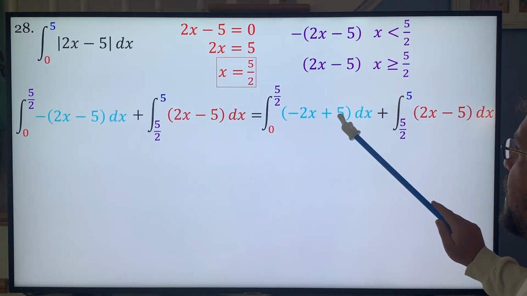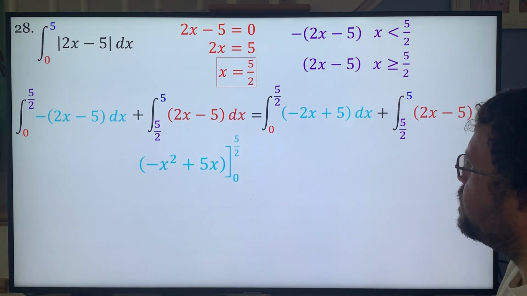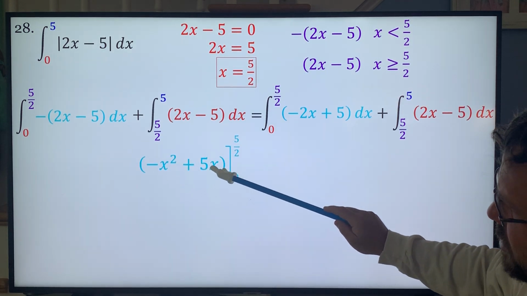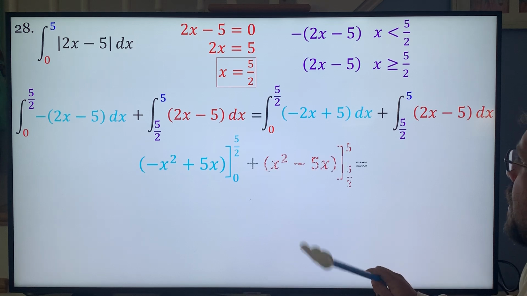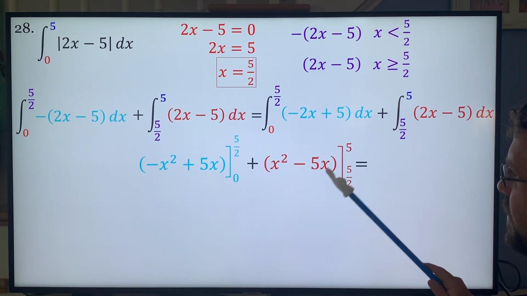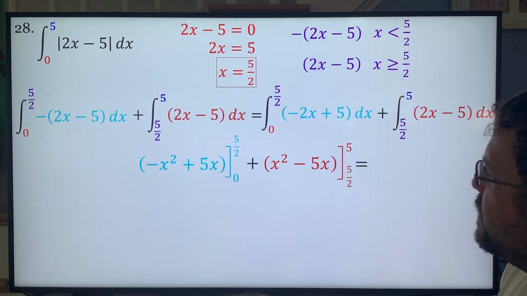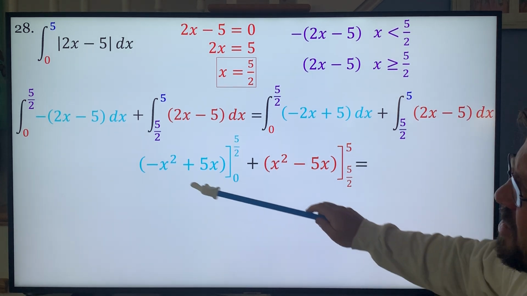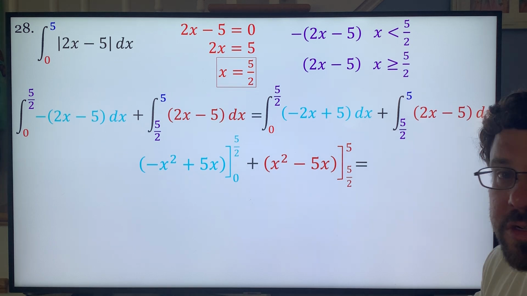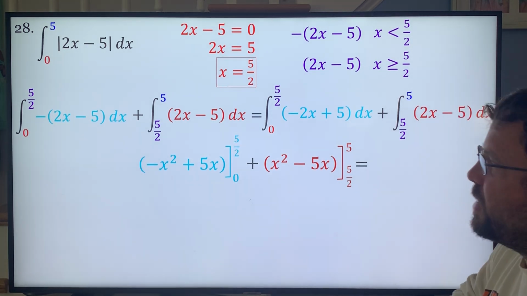Make this a negative 2x, positive 5. That gives you negative x squared plus 5x plus a positive x squared minus 5x. And then your upper limit, lower limit, upper limit. I usually like to just leave the negative out front. I guess I was just showing the class how you could do it a second way.